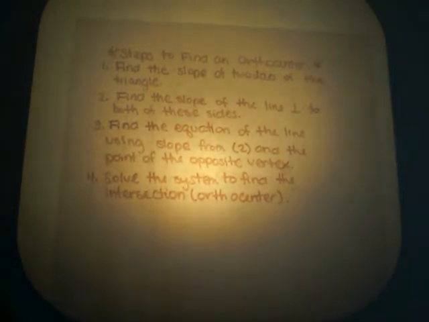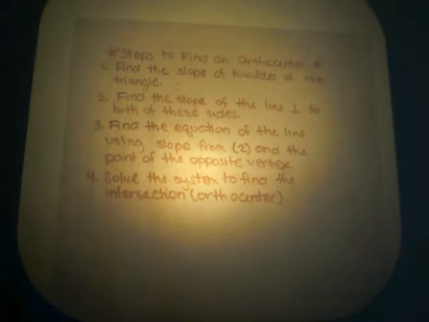And then we find the equation of the line using the slope from 2 and the point of the opposite vertex. Remember, the opposite vertex is the one you do not use to find the slope. If you find the slope of AB, you use C for the vertex. If you use AC for the slope, you use B for the vertex. If you use BC for the slope, you use A for the vertex. So it's the one that's not used when you're finding the slope.